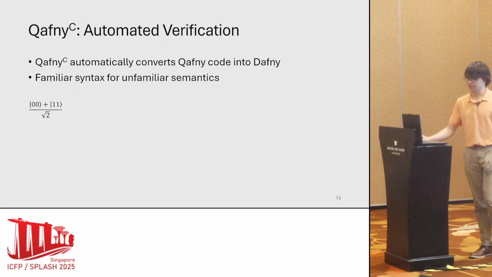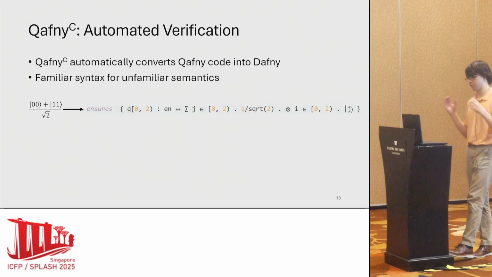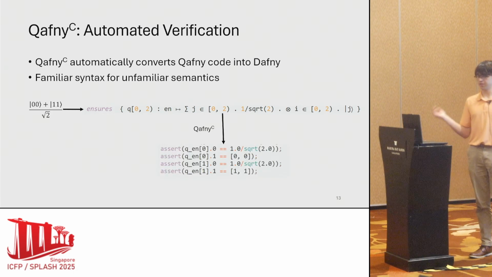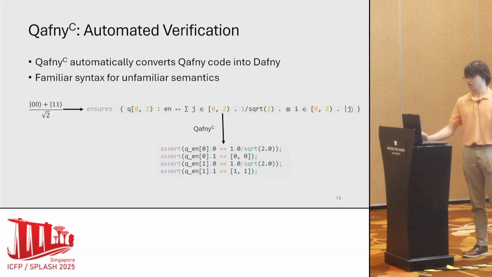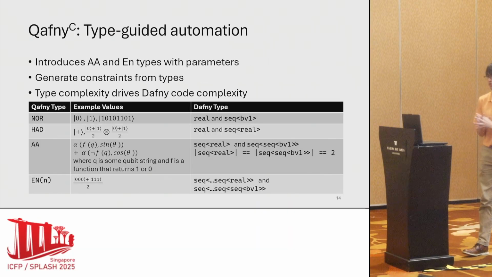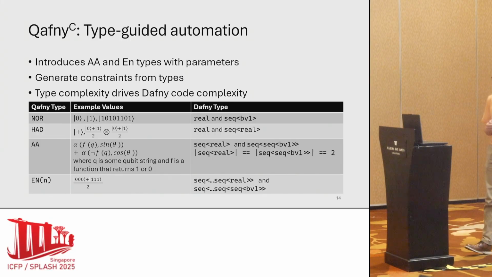For example, to specify, again, that Bell state, we can use this very simple line of QafnyC code, an entangled type, two possibilities, both amplitudes 1 over square root 2, 0, 0, or 1, 1. QafnyC will take this and then convert it into a few lines of Dafny, here checking the amplitudes and the basic kets at the end of the program. And what does type-guided automation mean? In the second paper, we've introduced AA types and EN types with a parameter. We can generate constraints based off these types, and the type complexity drives Dafny code complexity.